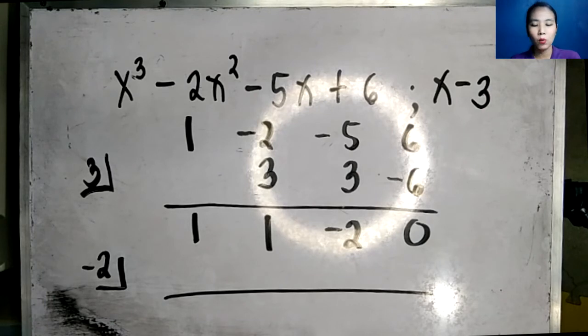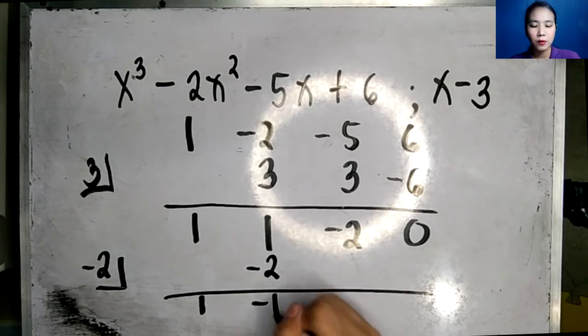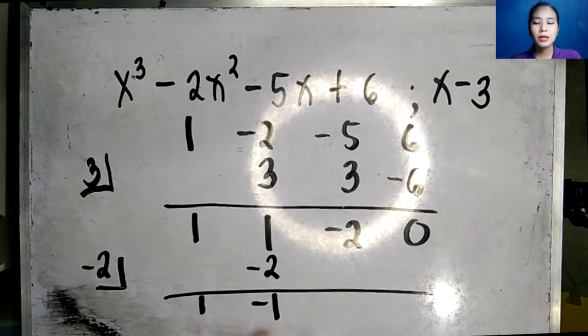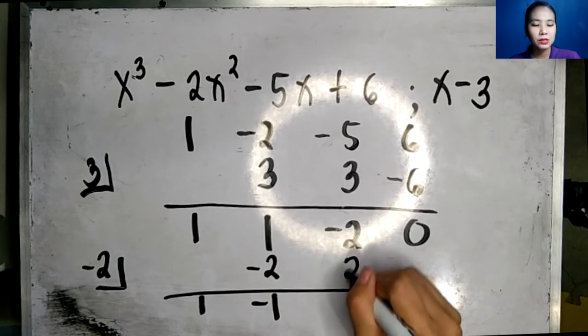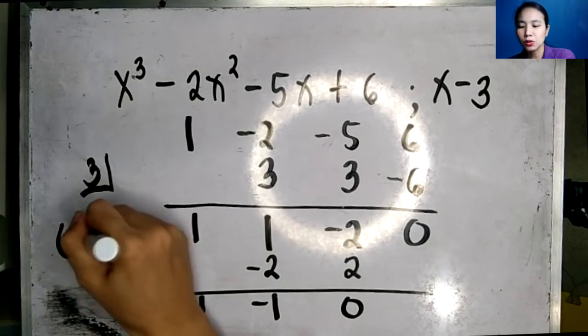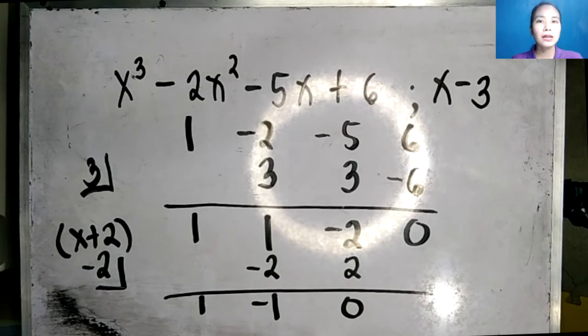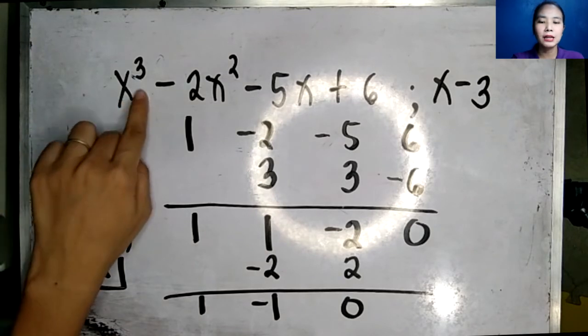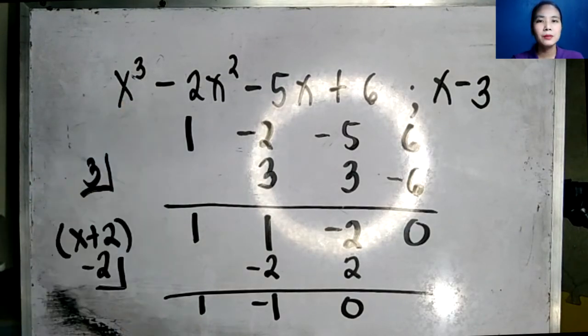So i-bring down natin ang 1. Then 1 times negative 2 is negative 2 plus 1 is negative 1, and then we have negative 1 times negative 2 is positive 2, and then we can get 0. So since the remainder is 0, we can say na yung ating x plus 2 is a factor of the given polynomial. So since ang given natin ay raised to 3, ibig sabihin, meron tayong 3 factors.